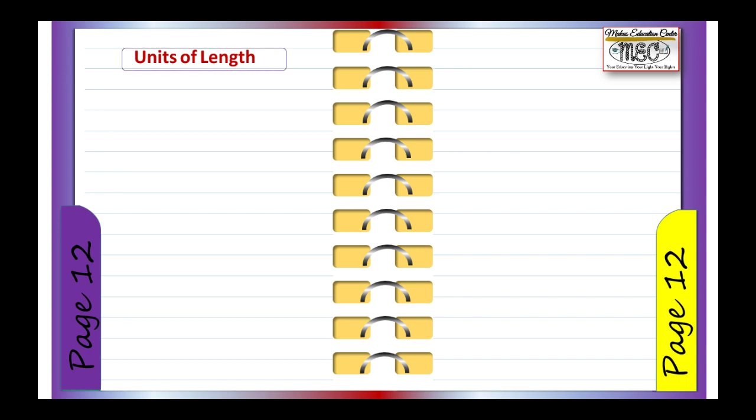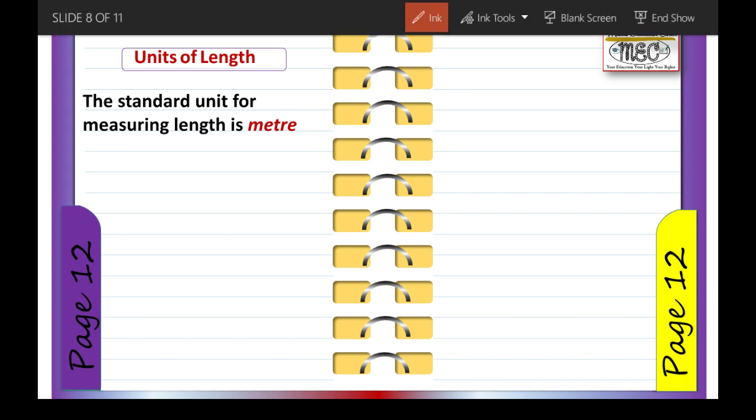As you see, we have standard units and we also have non-standard units. For non-standard units, you can have, for example, the hand span, the palm, the digit, the cubit, and so on, the pace, the foot span, the arm span. But here we are not talking about the non-standard ones, we are talking about the standard units. Now, the standard unit of length measurement is the meter. And the meter is denoted by M.